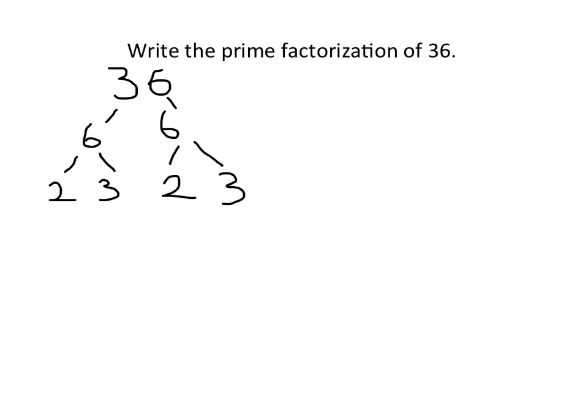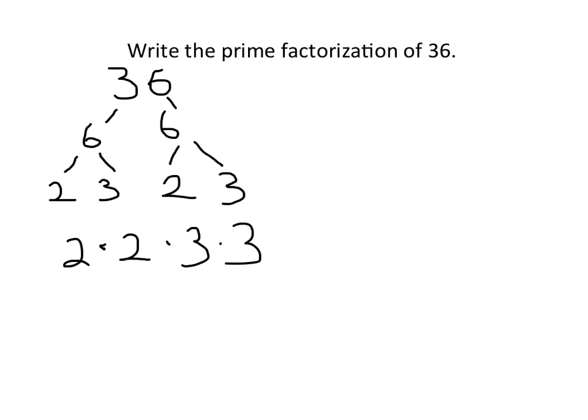You can see now our factor tree has reached the bottom. Why? Because at the end of everything we have prime numbers: 2, 3, 2, 3. We like to write our answers in numerical order, so 2 times 2 times 3 times 3. And that's one way of writing the answer.